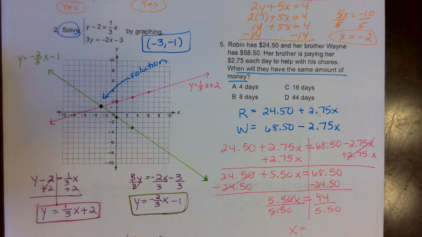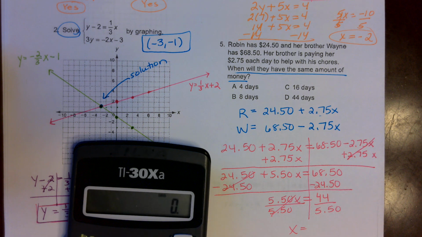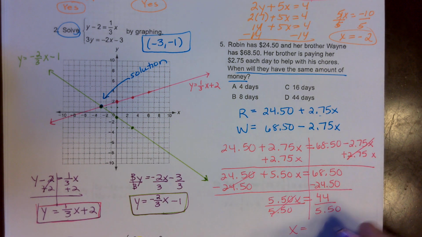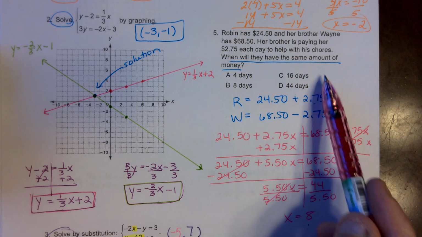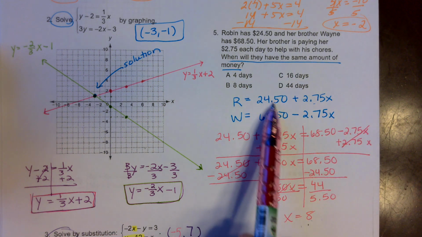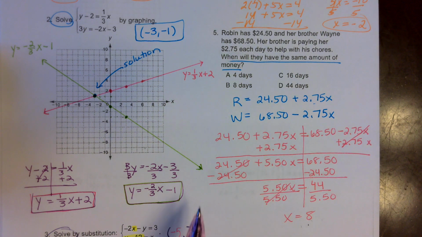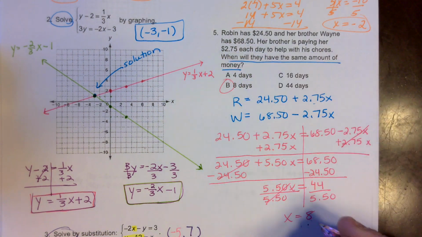What is that? 44 divided by 550. 8. Okay, so what is 8? What exactly is that? That's 8 days. When 8 days are up, they have now the same amount of money. Okay. Thankfully, it's one of our options.